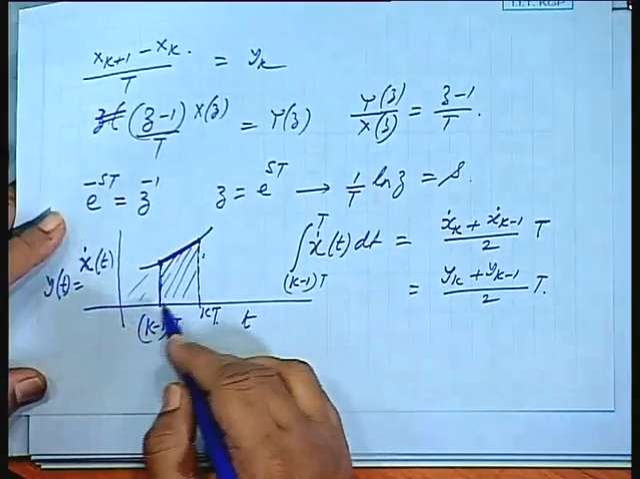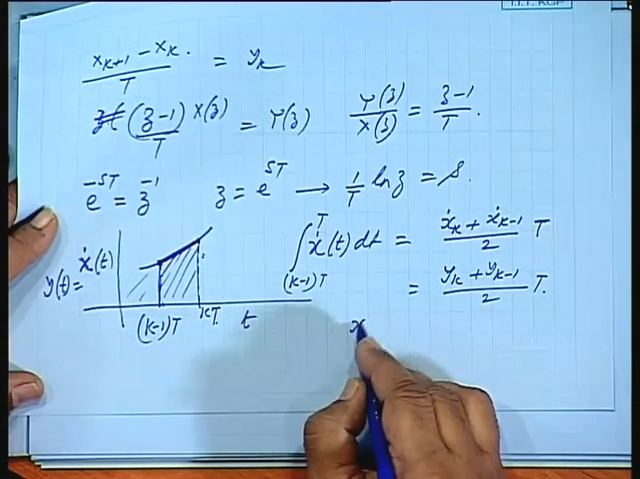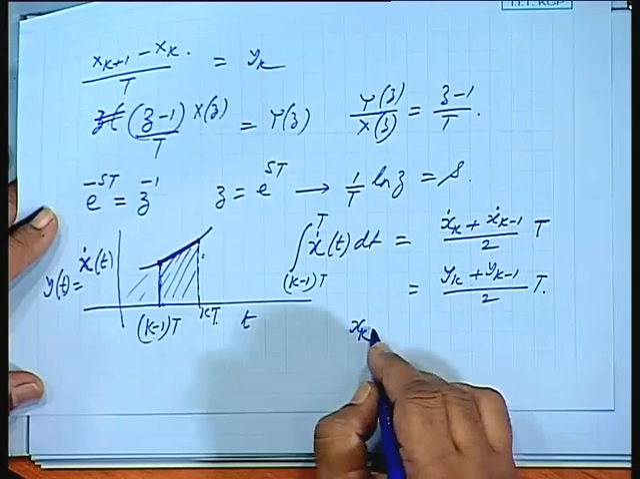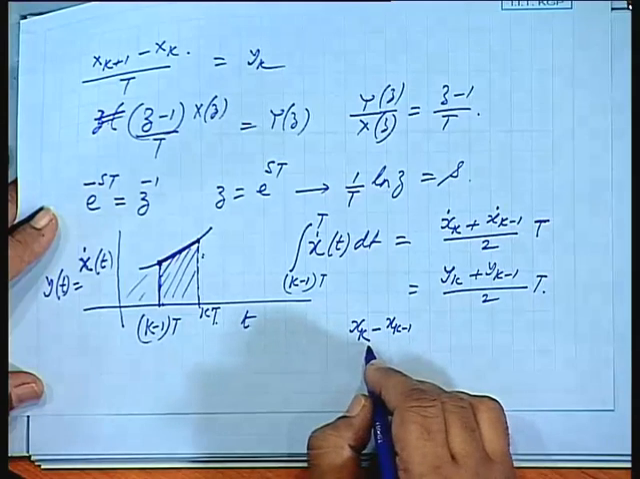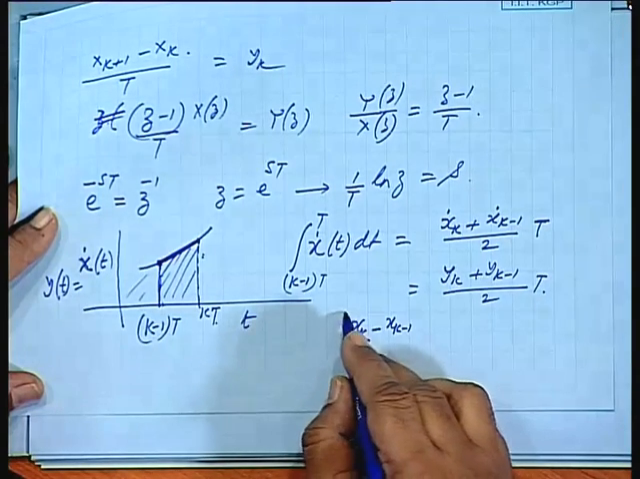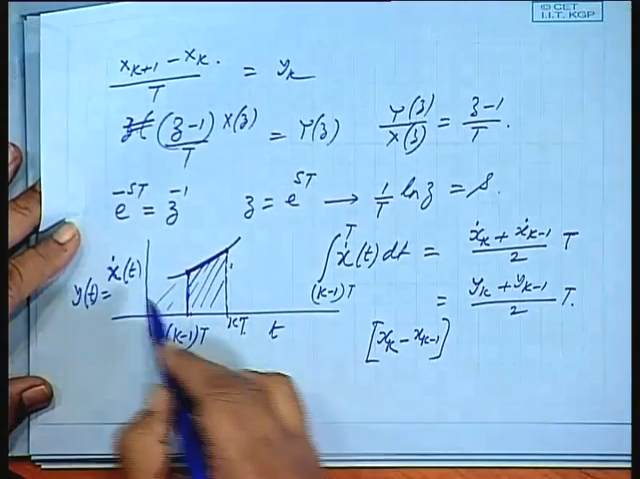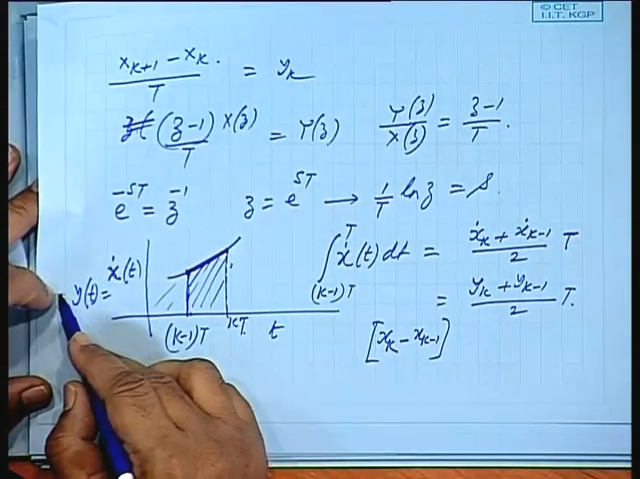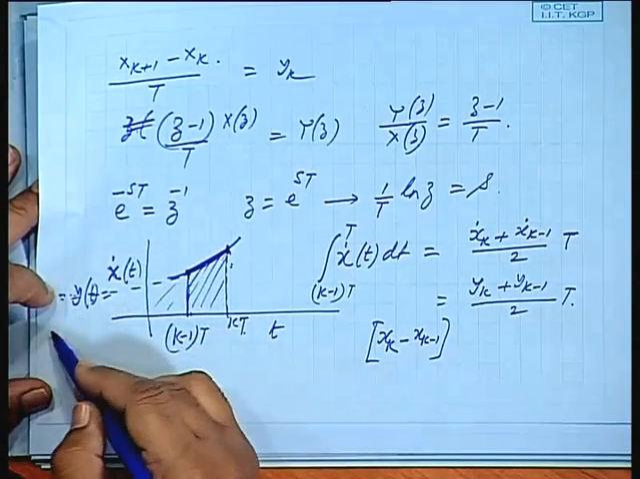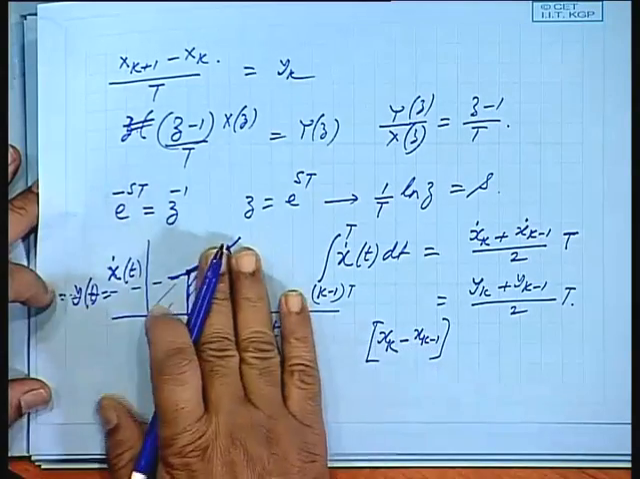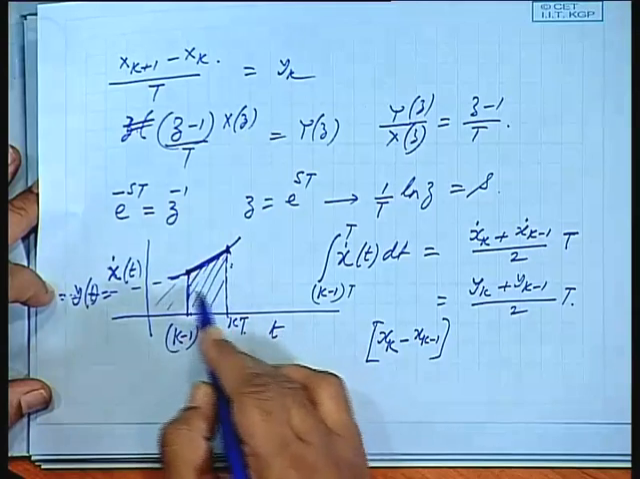From the x side, it is the slope, x k minus x k minus 1, because what is x k? It is the integration from minus infinity to this point, the area under the entire curve. And what is x k minus 1? The area under the curve up to this point. So, if I subtract one from the other, I get this hatched area.